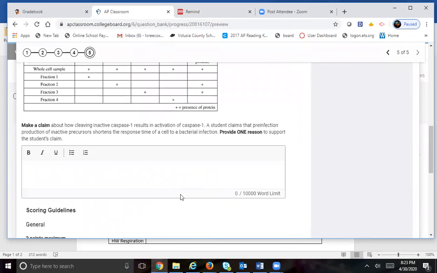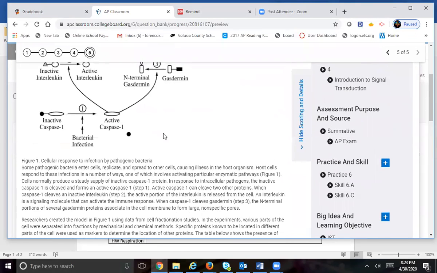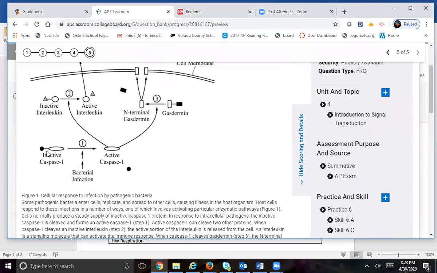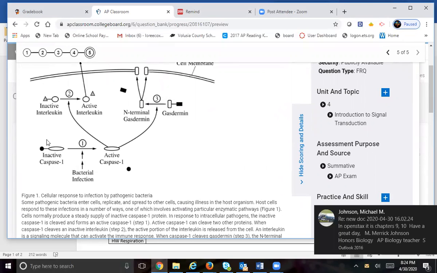Last one. Make a claim and provide a reason. That could have been 2 sentences. So make a claim about how cleaving inactive caspase results in the activation of caspase 1. Well, if we cleave this, maybe this was a repressor, maybe this was an inhibitor, and I think they even said that the black dot was removed was given a point.